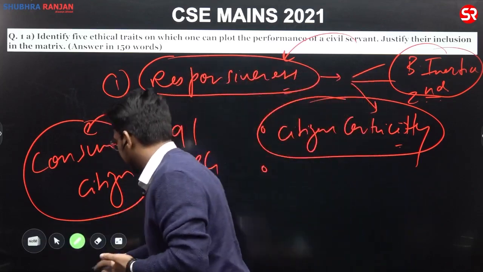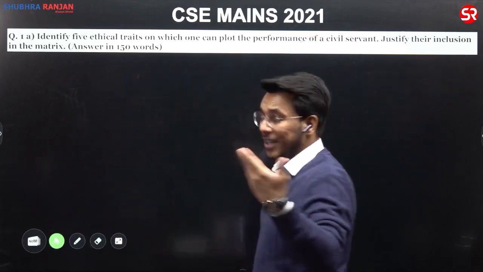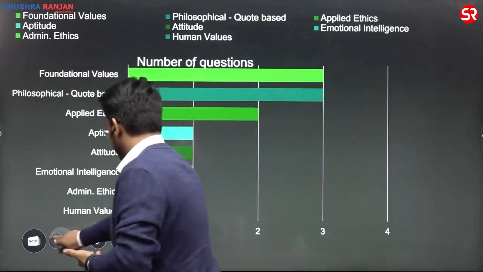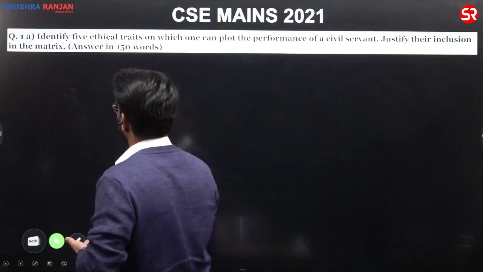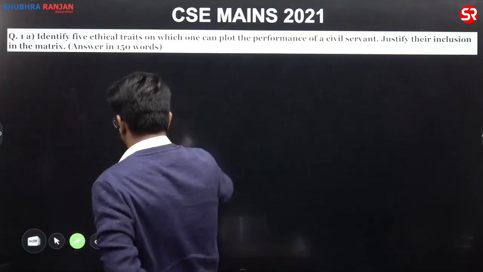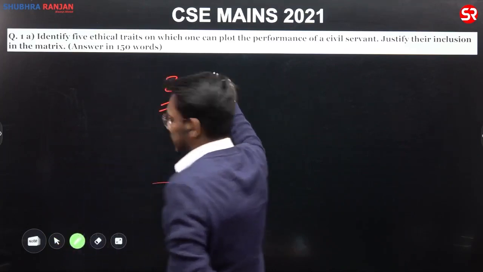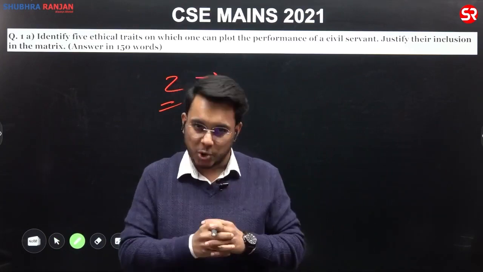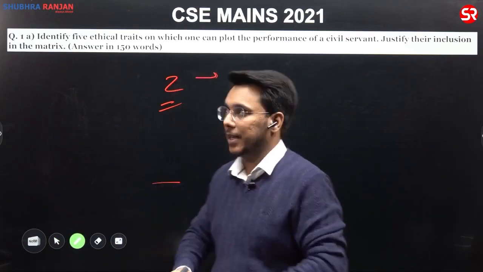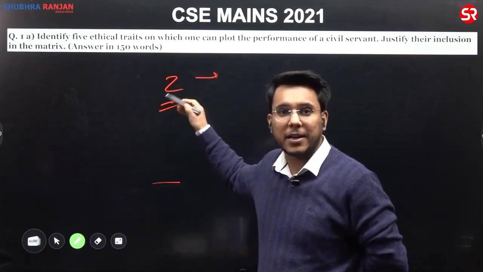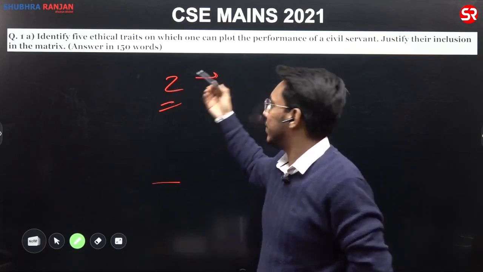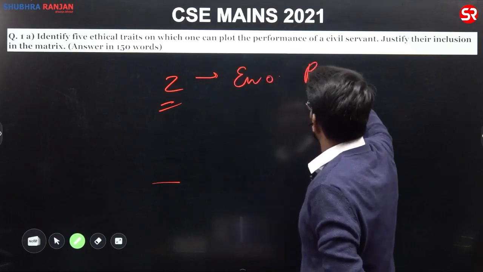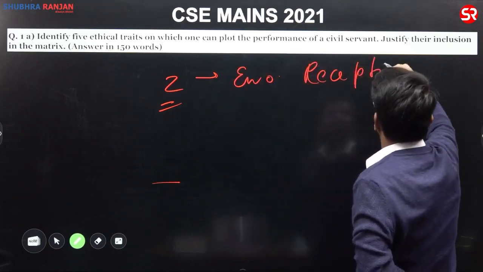After that, the second value, the second trait that will be there. Now the second trait, this is the second one I believe you should write. It is emotional receptivity. You can call it emotional intelligence. Fine, emotional wisdom. So it will be emotional receptivity.